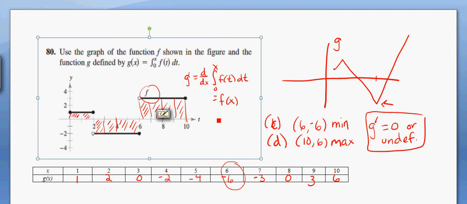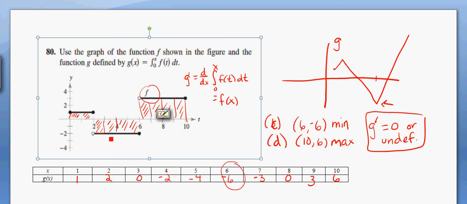So we're really asking ourselves, where is f of x 0 or undefined? And not just 0 or undefined, but for it to be a maximum or a minimum. So that's where we find critical points. Those are our potential max or mins. In order for it to actually be a max or min, a minimum would be where the graph goes from decreasing to increasing. So the derivative would be going from negative to positive. So notice that here's our minimum, going from 6 to negative 6. We're going from a negative to a positive.